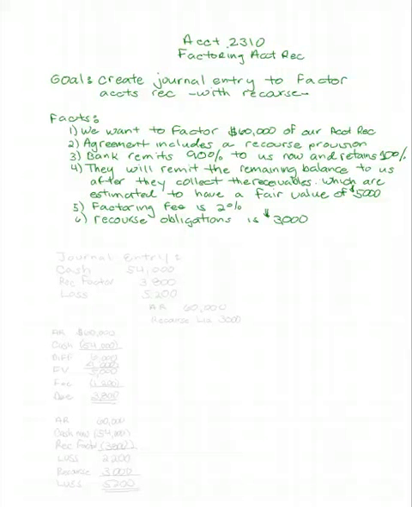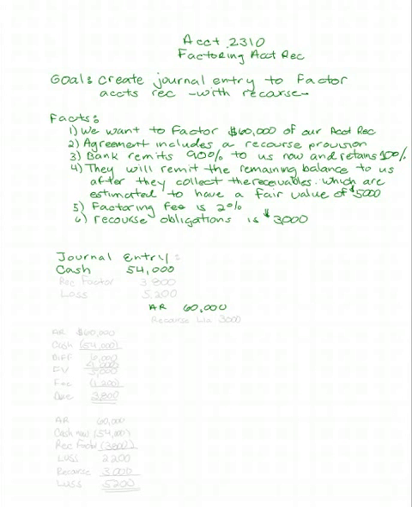Let's work with what we know. We're creating, remember, a journal entry to record this transaction. We know that we'll get some cash, and the cash equals 90% of the accounts receivable. 90% of $60,000 is $54,000. We also know that we are selling some accounts receivable. In fact, we're selling $60,000 worth of our accounts receivable. So two of our numbers have been already identified.